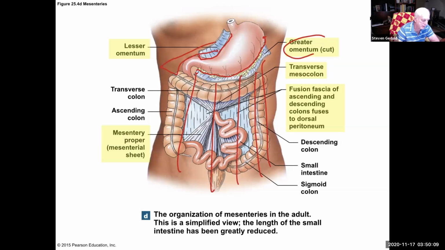Okay, this is a mesentery proper as it attaches, and this is a fusion fascia. It attaches the ascending colon, the descending colon, and the rectum to the posterior wall of the abdominal cavity. And then you have your transverse mesocolon attached to your transverse colon right there.